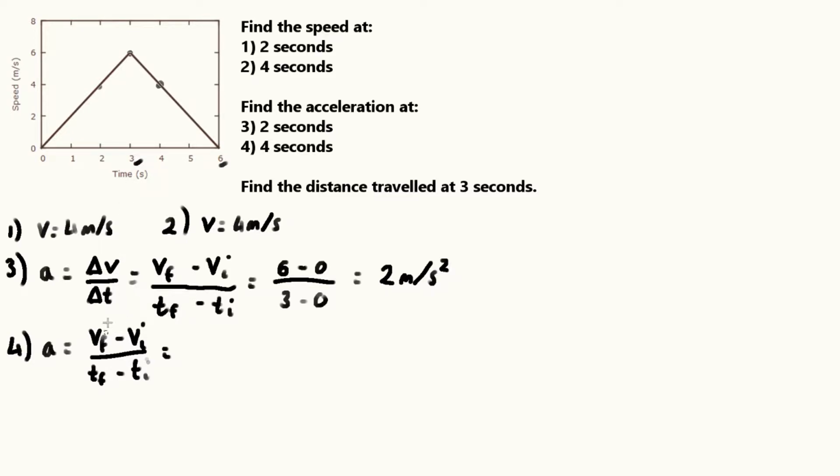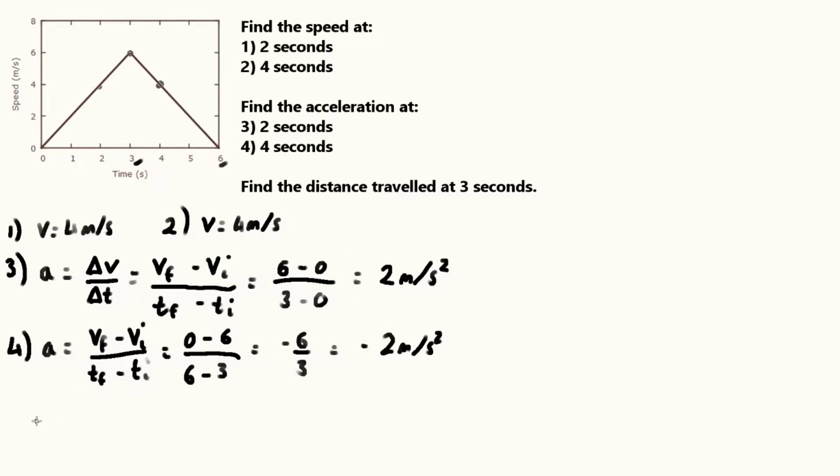Therefore our final speed, which is the speed at 6 seconds, is 0, and our initial speed is the speed at 3 seconds, which is 6 meters per second. And then our final time is 6 seconds, and our initial time is 3 seconds. This gives us minus 6 over 3, which is equal to minus 2 meters per second squared. This means we have a deceleration at 4 seconds.